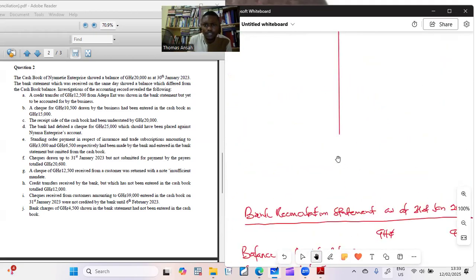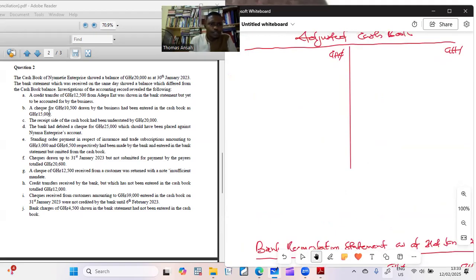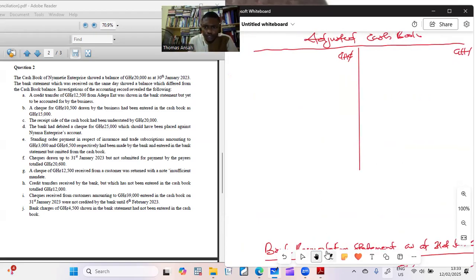Okay, so now it says that the cash book of Nyametie showed a balance of 20,000 as at 30th January 2023. So quickly, balance brought down, and please be careful: when the question is silent, it means it's a debit balance. It could be a credit balance. So here you have 20,000.